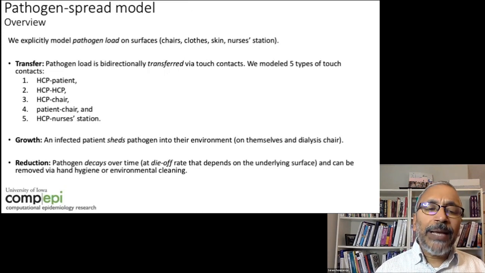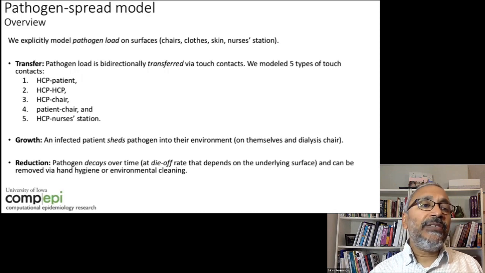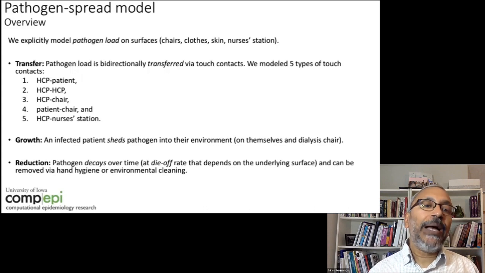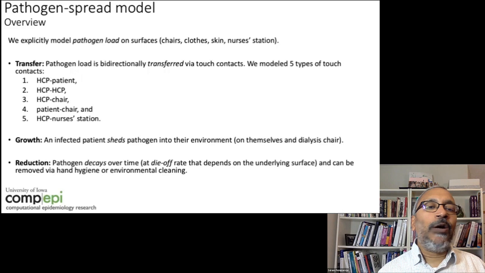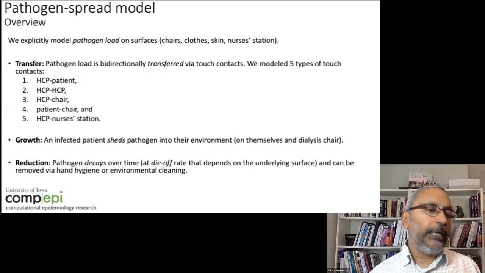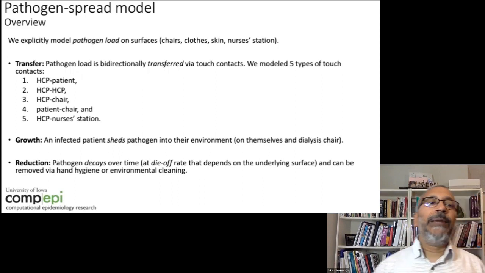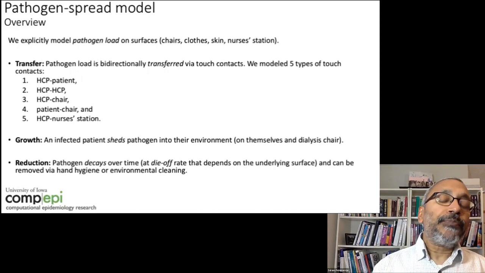And the dynamics of pathogen spread have basically 3 characteristics. Pathogen can be transferred from location to location through touch contacts. Pathogen can grow because an infected patient can shed pathogen into their environment. And pathogen can also decay or die off. And it can also be cleaned. And I guess also hand hygiene is another source of pathogen removal. So this is kind of the overview of our pathogen spread model.